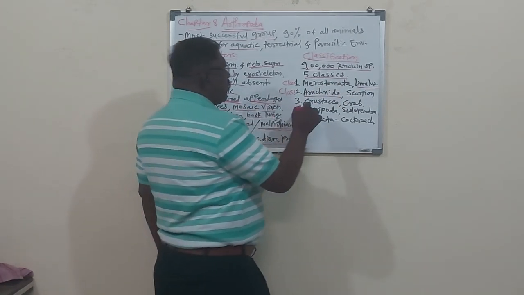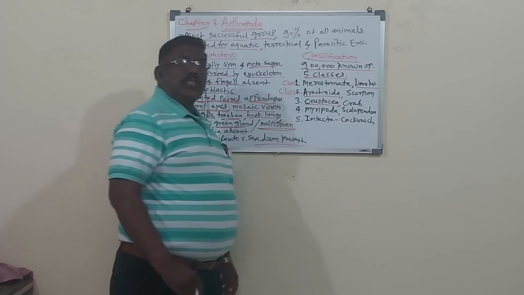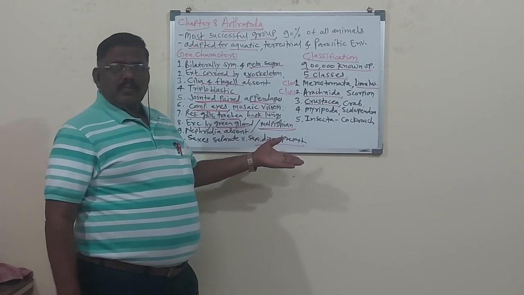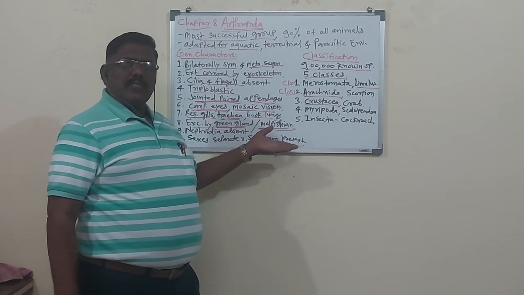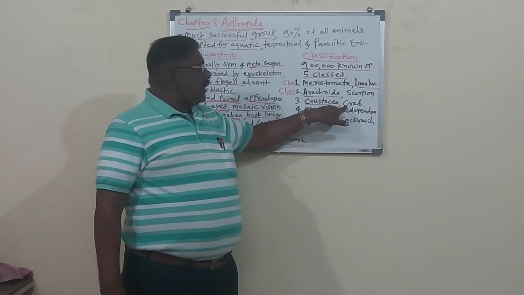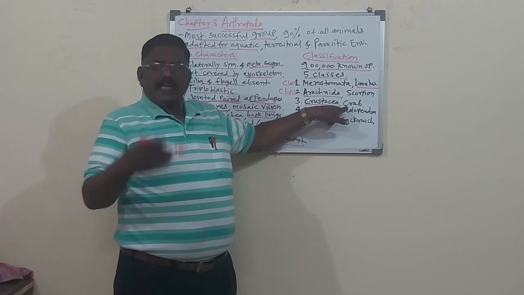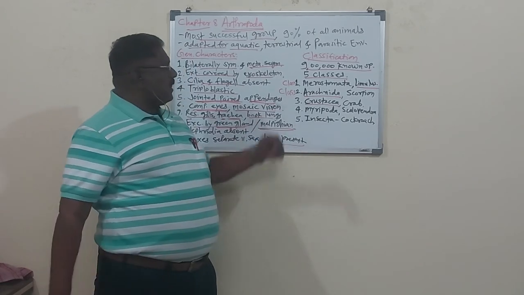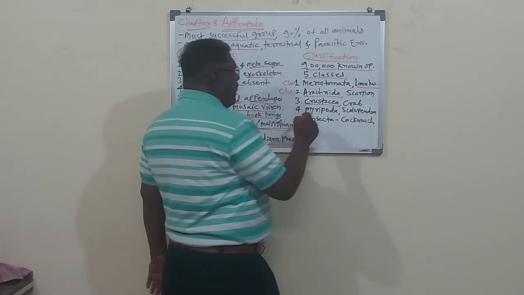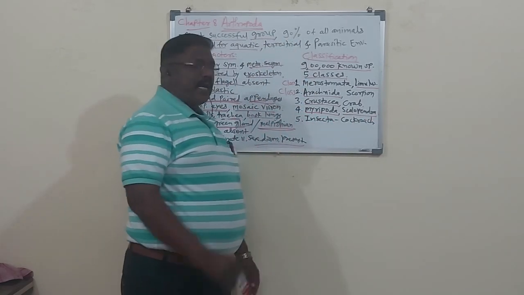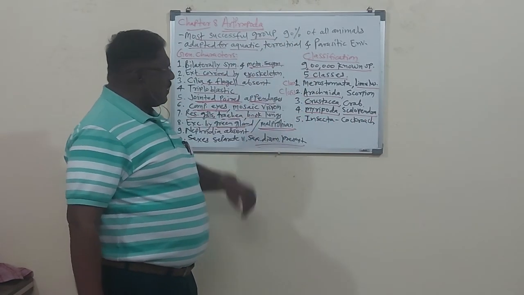Another class, that is Crustacea. Remember, these are aquatic animals. They live in the water, maybe fresh water, maybe salty water, maybe marine water. So Crustacea. Here, the best example is the crab. Another example is the prawn. A number of examples are there. Then Myriapoda. The example is the scolopendra. Again, there are a number of examples.